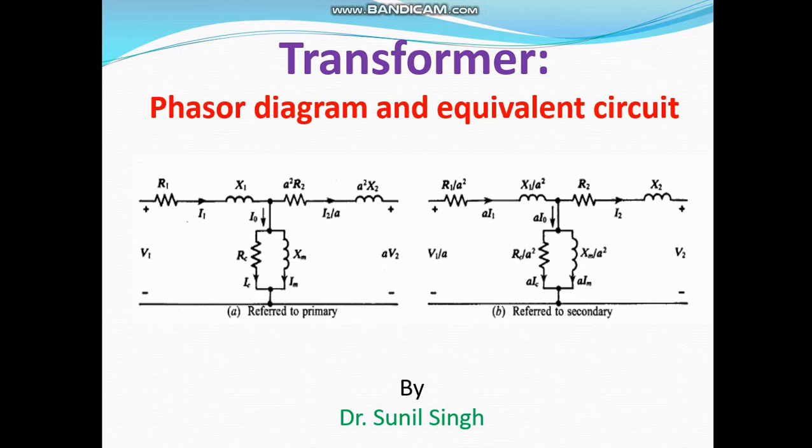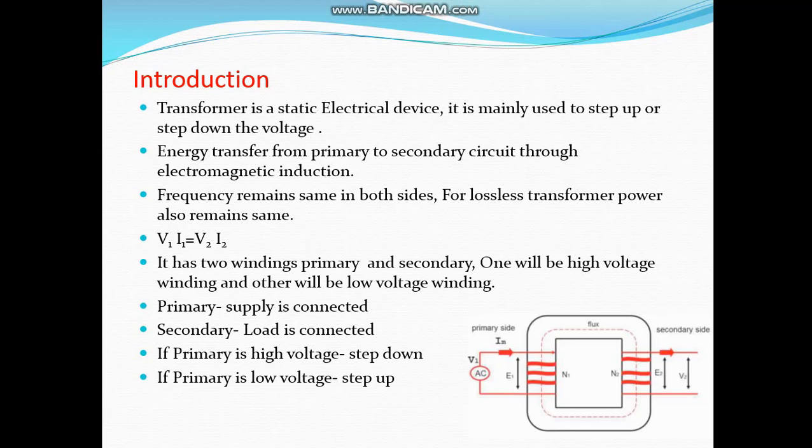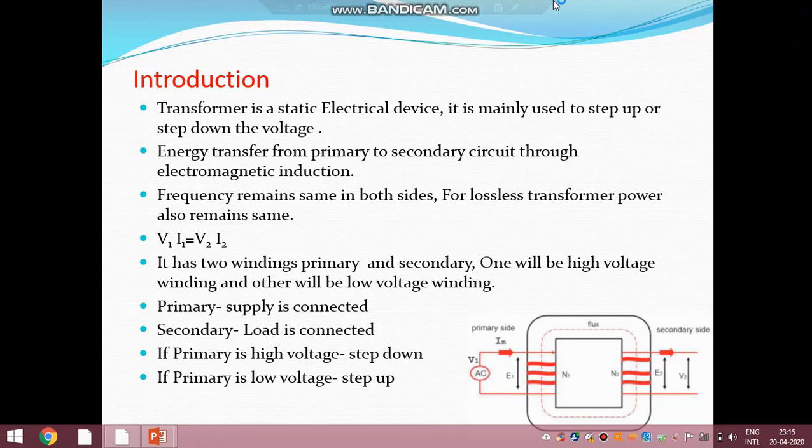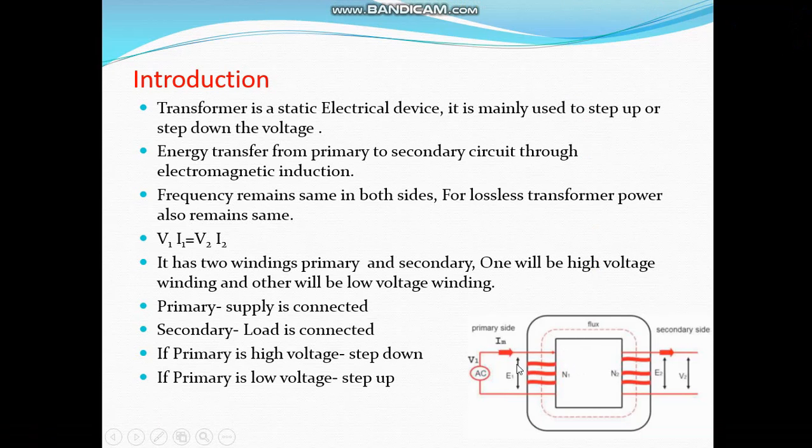So we have already covered the introduction of the transformer, that it works on electromagnetic induction. We have already discussed this. This is the primary winding, this is the secondary winding here, and it can be used for study purposes. This is the magnetizing current. If no load is there, this current is known as the magnetizing current if core loss is neglected. So in this case, V1 I1 is equal to V2 I2.